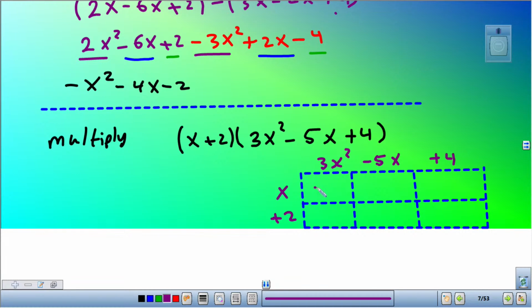So I've got 3x squared times x. That's 3x to the 3rd power. Negative 5x. Don't wait for me, okay? You also try this problem. And what do you think I'm going to put here? Ava, what do you think I'm going to put here? 4 times x.